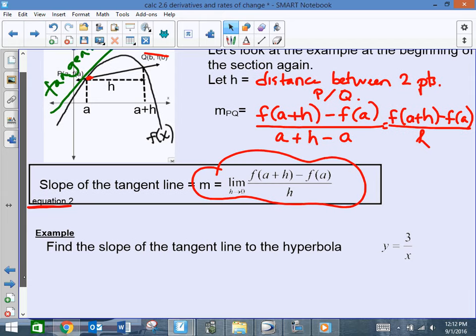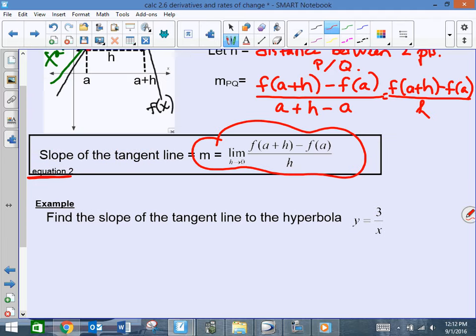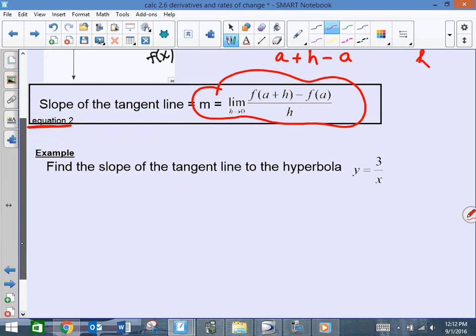Okay, so we're going to find the slope of the tangent line to the hyperbola y equals 3 over x. All right. The formula that we're going to use is equation 2.